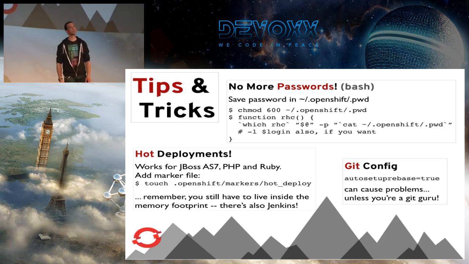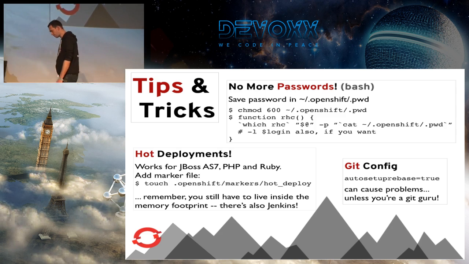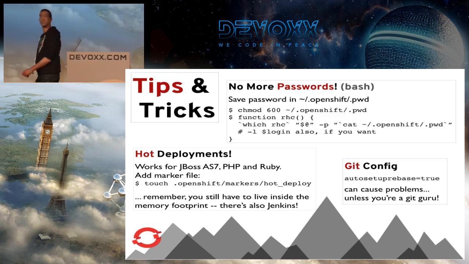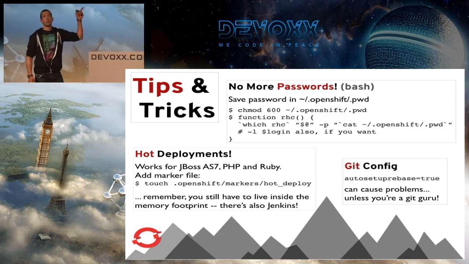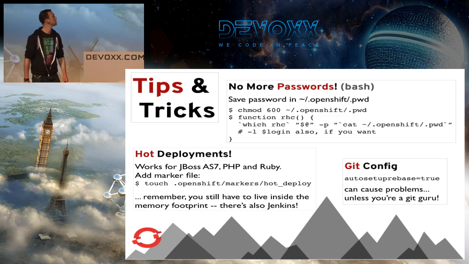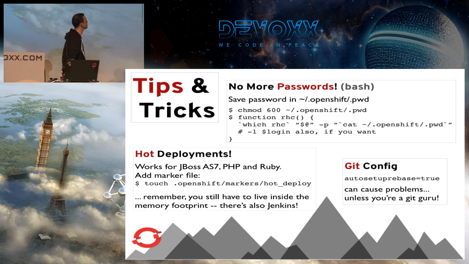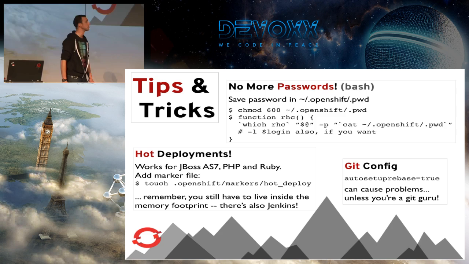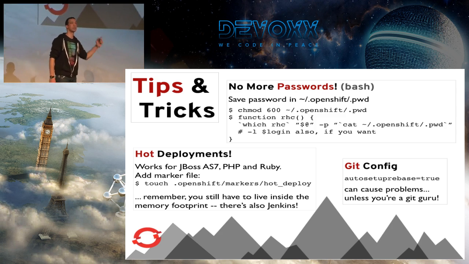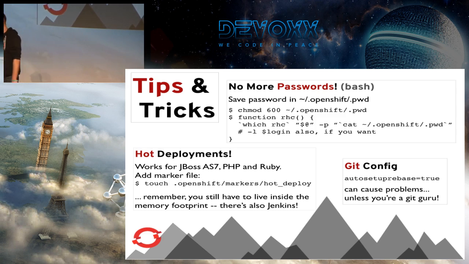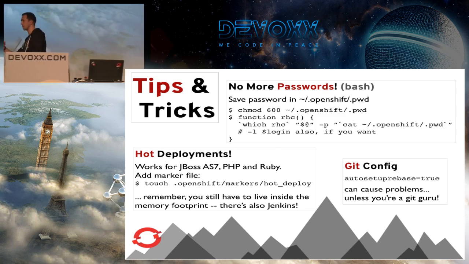A couple of tips and tricks. If you're using the command line, it's helpful not to have to type in the password all the time. Hot deploy is available for gears. That's already something that exists within AS7. But if you're using PHP or the Ruby application nodes, you can do that as well. And lastly, for those of you who are doing complicated stuff with Git and might have that in your config, you'll want to turn that off with some of the demos we do because it makes merging complicated.